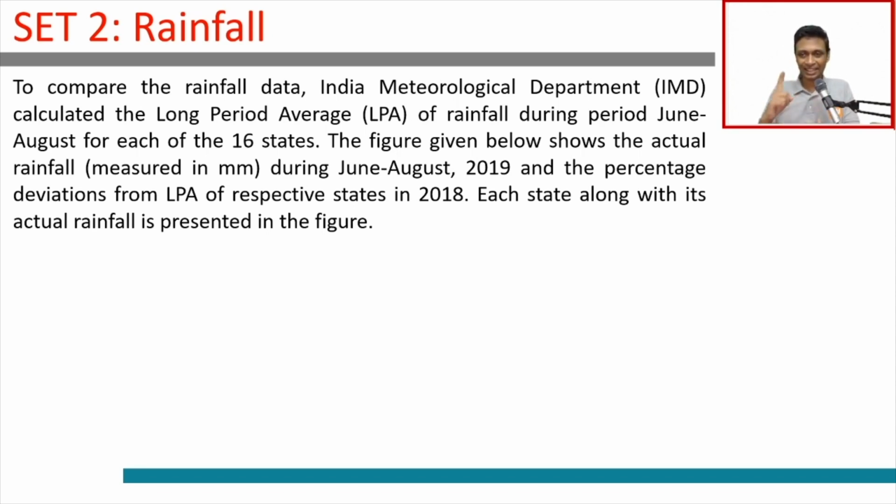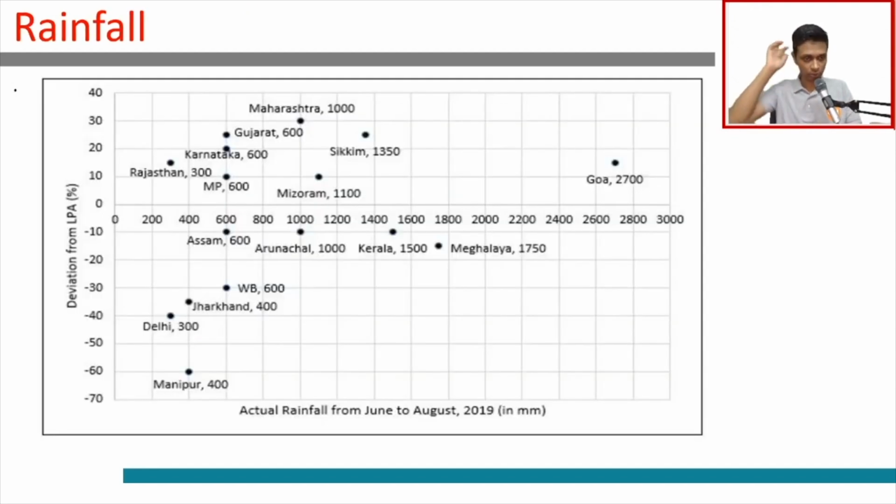So the 10-year thing is the LPA. And 2019 data is what is the actual. Deviation with LPA is also measured. Are we going better or worse than long period average? And so wonderful chart. I'm going to spend some time on it. We have put states here. And so we have Maharashtra, Gujarat, Karnataka, Rajasthan, Sikkim, Mizoram, all of these states sitting there.